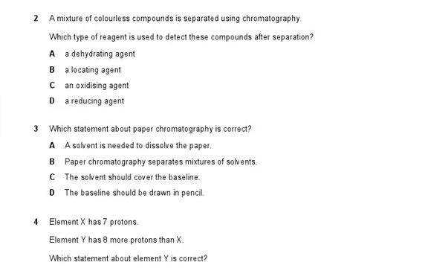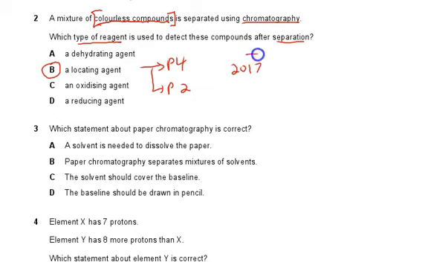For number 2, a mixture of colorless compounds is separated using chromatography. Which type of reagent is used to detect these compounds after separation? Since they are colorless, we have to make them colored. So this reagent is called a locating agent. Please be aware, this question has been repeated in paper 4 and also paper 2 for the past 3 years, since 2017. Now for question number 3, which statement about paper chromatography is correct?